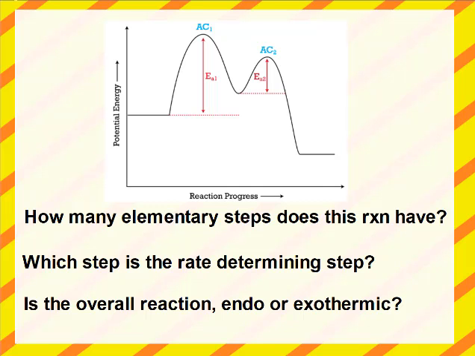So how many elementary steps does this reaction have? Well, every hump is an elementary step activation energy. Since there's 2 humps, there must be 2 elementary steps. The rate determining step is going to have the largest activation energy generally. And the first step has the largest activation energy, so step 1 is the slow step.